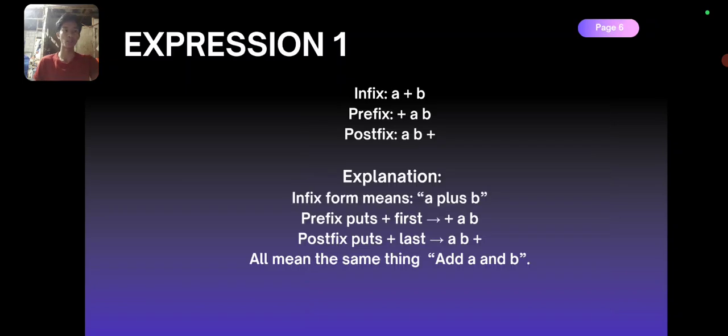Then I'm going to go to expression 1. Expression 1 is a plus b. The prefix is plus a b. So just the same. When the computer computes it, it gives the same result. Just the orientation of the plus, the operator and the operands, is different. But when the computation is finished, it is the same result.